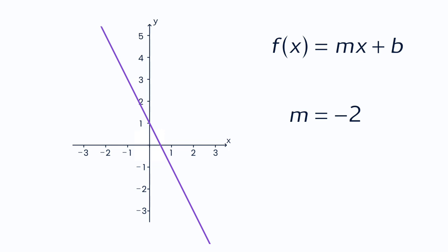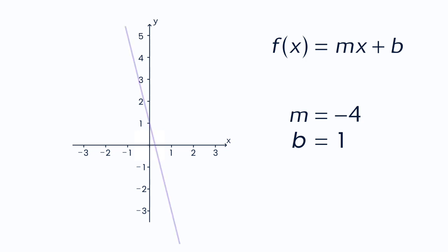M being equal to -2 tells you that the function will decrease by 2 for each increase of 1 for x. Now let's look at a linear function where m equals -4, while still keeping b fixed at 1. The graph will look like this. Because m equals -4, you know that the function decreases by 4 when x increases by 1. The more negative the value of m is, the steeper the slope of the graph.